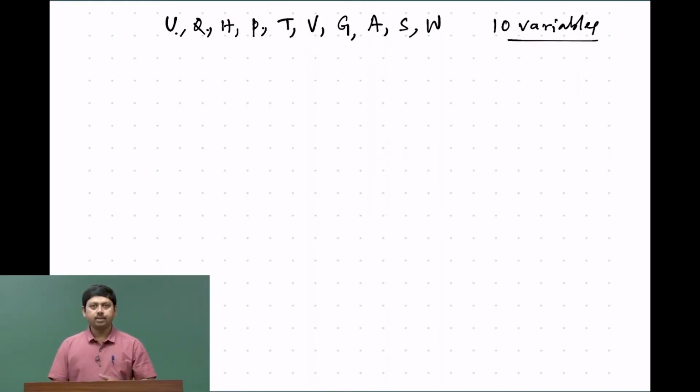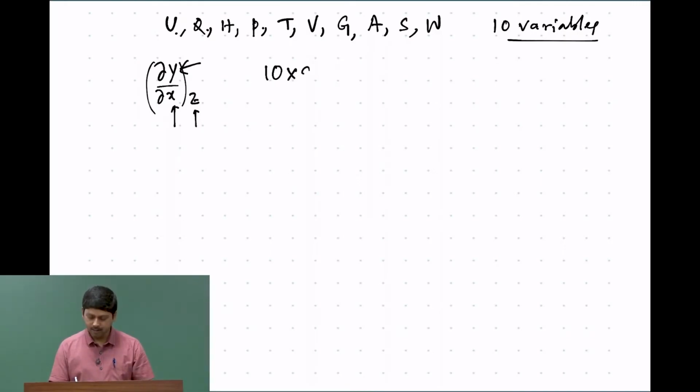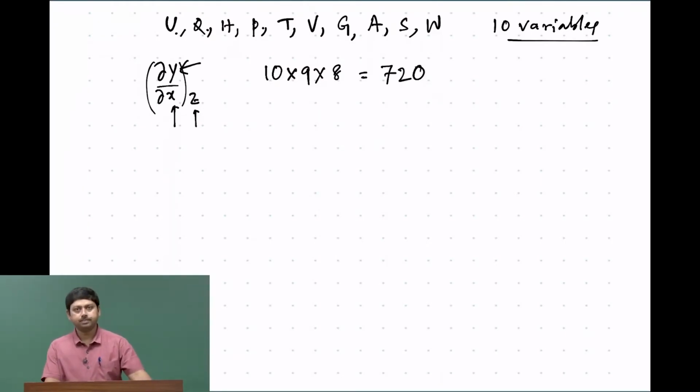Now, when you write a particular partial differentiation, for example, dy by dx at a constant z, you need 3 variables: y, x and z. So, therefore, I can take y as any of the first 10 and then x as any of the next 9 and then z as any of the next 8, giving me 720 possible partial derivatives.